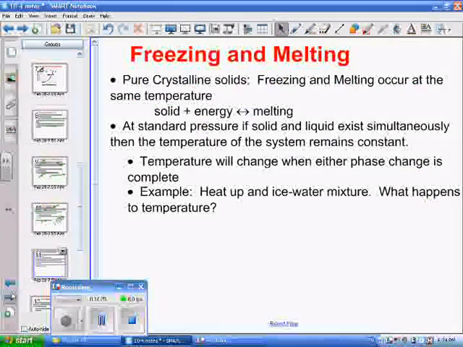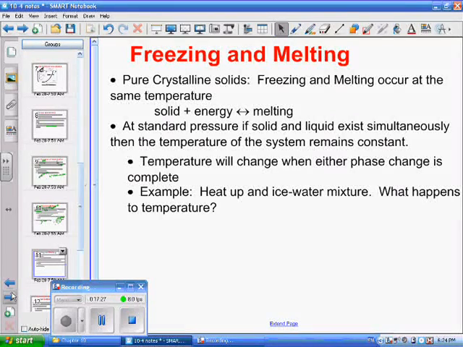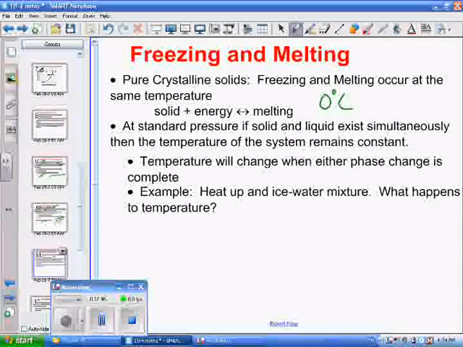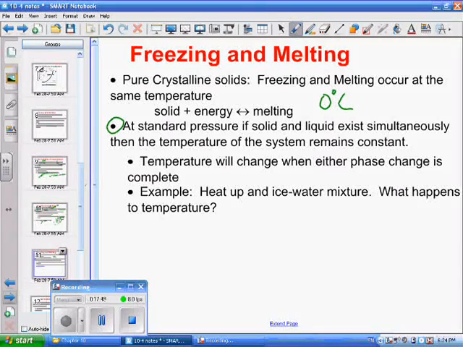Okay, freezing and melting. Pure crystalline solids, freezing and melting occur at the same rate. So pure crystalline solids are anything that's ionic or ice or something like that. So you'll notice that freezing and melting occur at the same temperature. For water, it will be 0 degrees Celsius. At standard pressure, if the solid and liquid exist simultaneously, then the temperature of the system remains constant. I just made that point on the last slide, so that's another one that I bring up again.